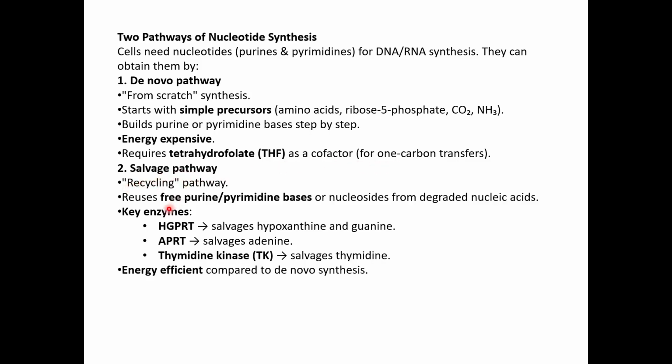Then we also have the salvage pathway, which recycles to produce the nucleotides. It reuses free purine and pyrimidine bases that are already present, or nucleosides from degraded nucleic acid. The key enzymes for the salvage pathway are HGPRT, APRT, and thymidine kinase. HGPRT salvages hypoxanthine and guanine, APRT salvages adenine, and thymidine kinase salvages thymidine. This is energy efficient when compared to de novo synthesis, because de novo is from scratch, and this is a recycling process which will definitely be more energy efficient.